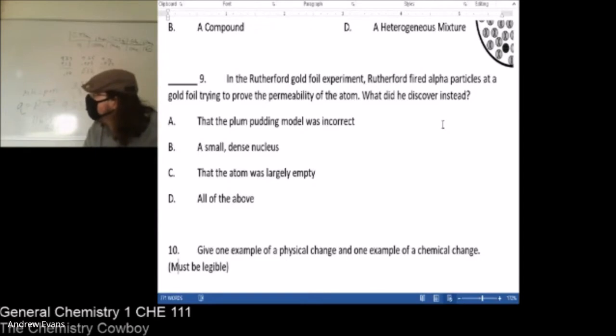Here's the Rutherford. He fired alpha particles at gold foil to test the permeability of the atom. What did he discover? Did he discover that the plum pudding model was incorrect? That the atom had a small dense nucleus? That the atom was largely empty, or all of the above? The correct answer is all of the above. Because the plum pudding model thought we had a dispersed positively charged atom, and instead we have a densely concentrated, positively charged nuclear center, with most of it being empty.